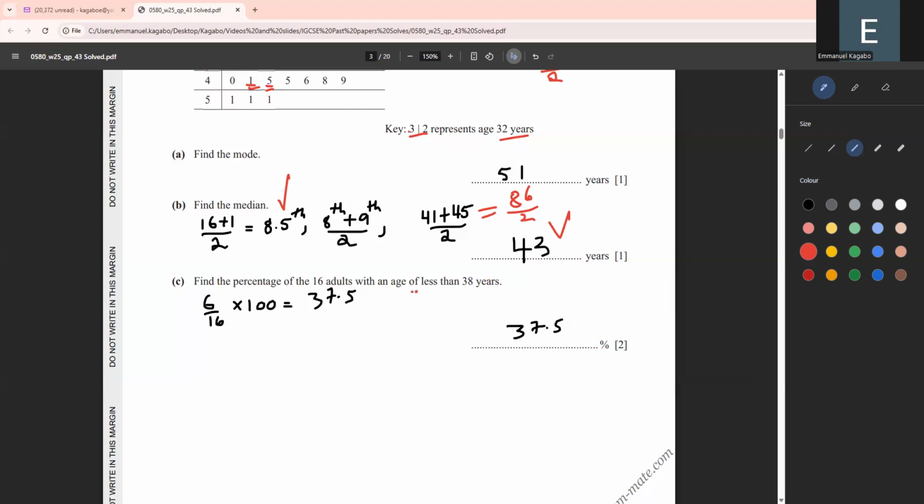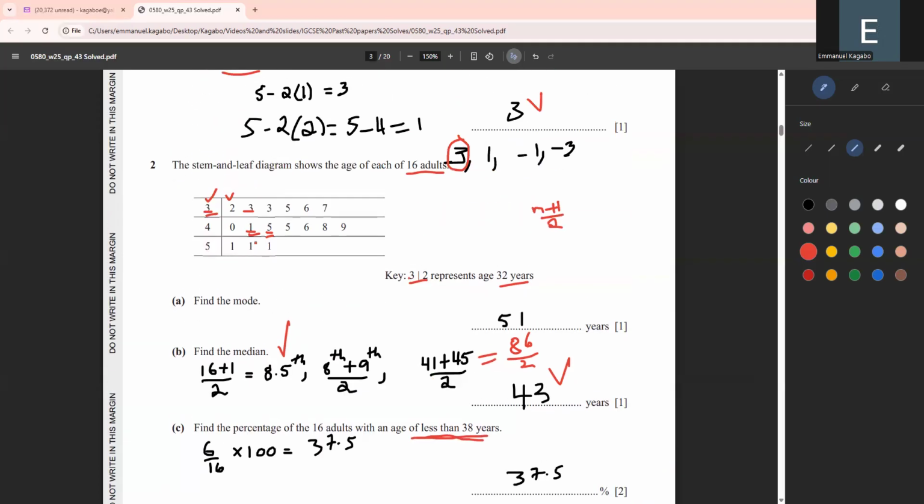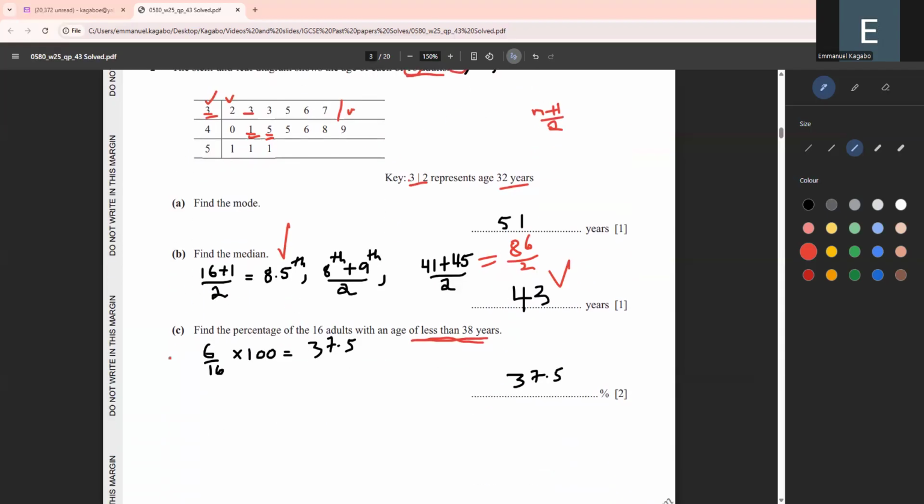Okay, those who are less than 38. So what is 38? They said less than 38. So this is 37, so 38 would be somewhere here. So this is 40 something. So how many numbers are those? 1, 2, 3, 4, 5, 6. There are 6 numbers in total of 16. So it will mean 6 out of 16 times 100 and get your percentage. Have you understood that?